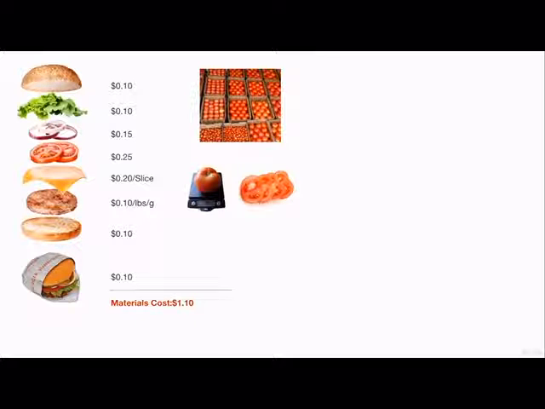The second cost that we need to calculate and add to your materials cost is the direct labor cost that is involved in creating this product. Say for example that you hire one staff for $6 an hour. It takes him 3 minutes to make one burger from start to finish. Therefore, it takes him 1 hour to make 20 burgers. 60 minutes divided by 3 minutes equals 20 burgers.